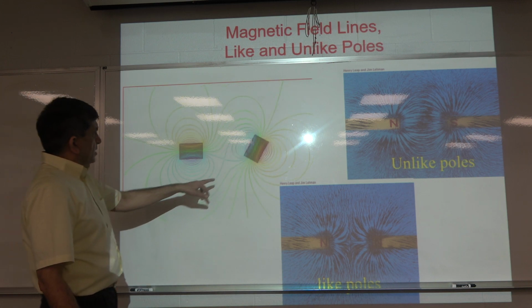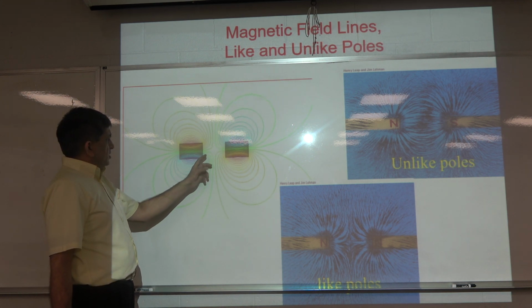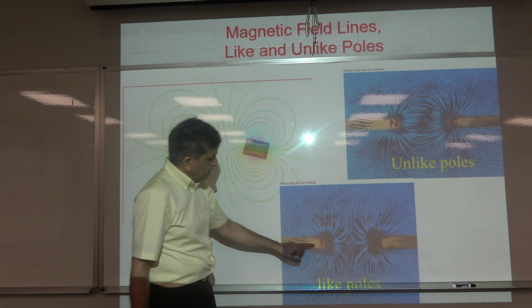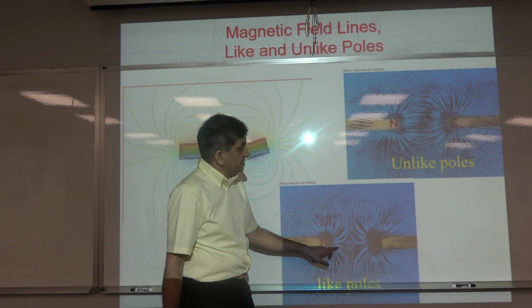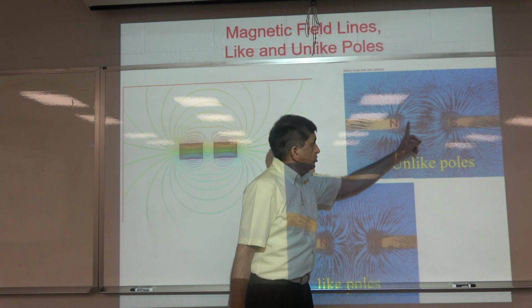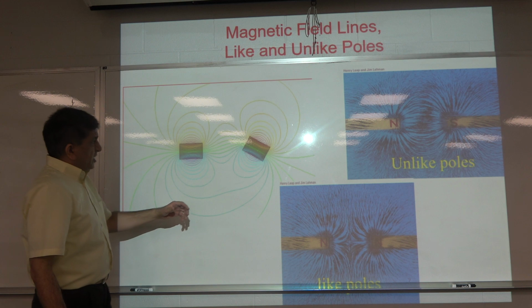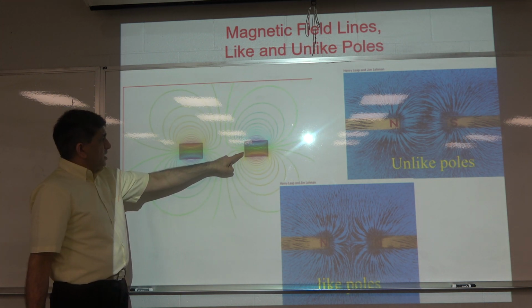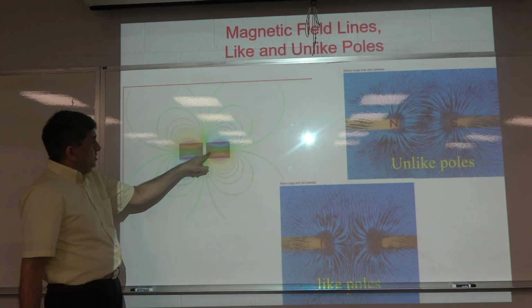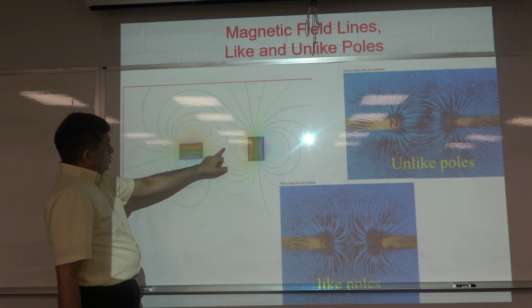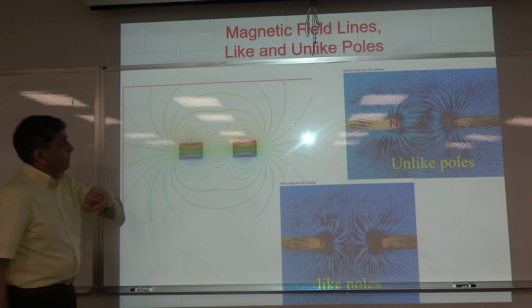I bring the similar poles together, and you see that they repel each other. As you see over here, north pole and north pole repel each other, whereas north and south pole attract each other. So unlike poles attract each other, and like poles repel each other. You will find a place in between where there is no magnetic field, right?